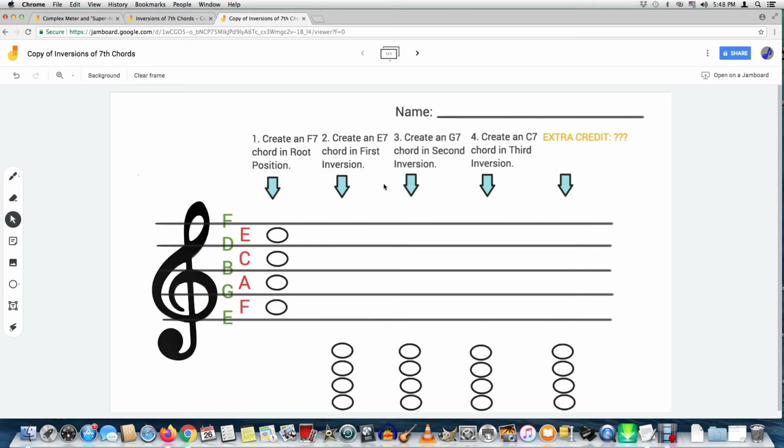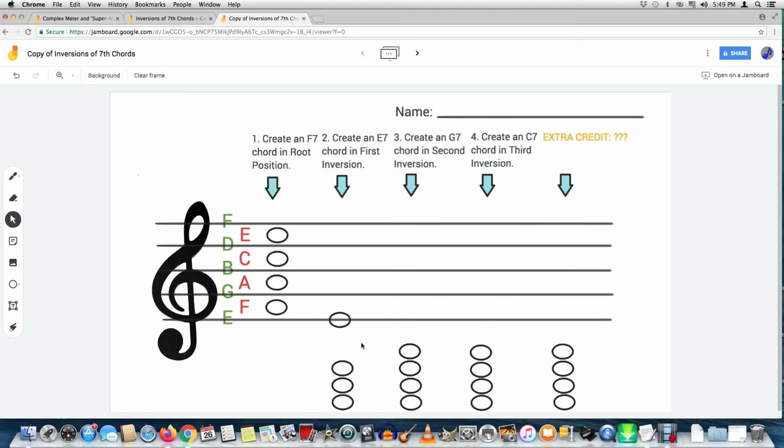Well, as I said before, root position means the bottom note is on a line or space that has the same letter as the name of the chord, which is E in this case. So that means the bottom note has to be an E. Okay? Now, what else do you know about root position?